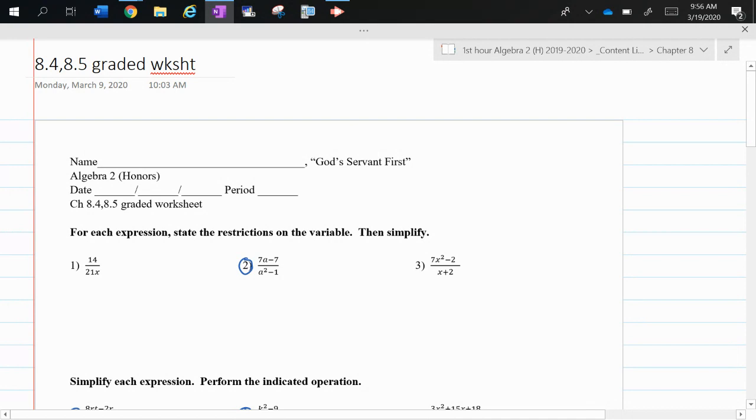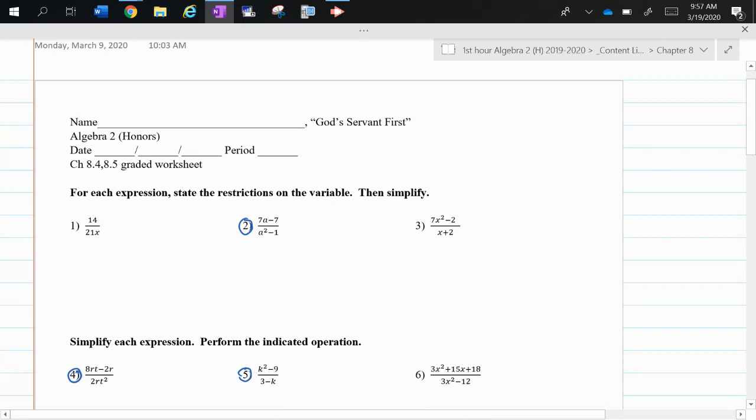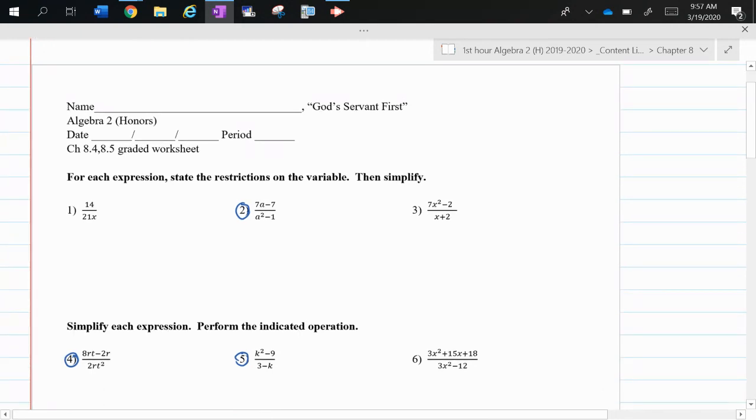So I'm going to need you to probably split your screen or do something so that you can watch me as I do them and also work them with me as we go. So we're going to start with number 2. And we remember that we simplify rational expressions by factoring. So the first thing we want to do is factor the numerator.